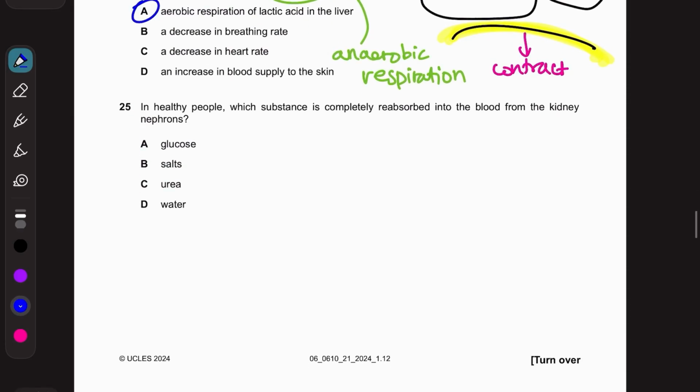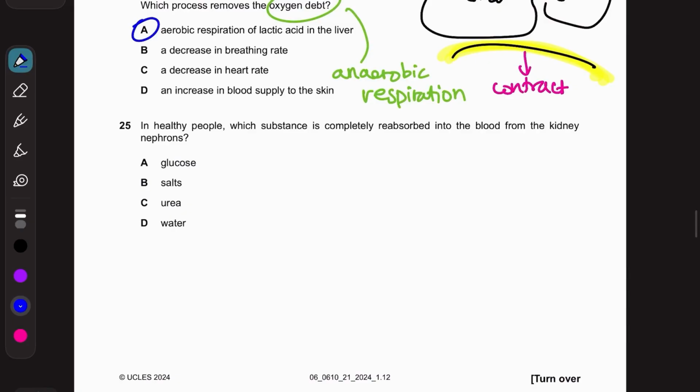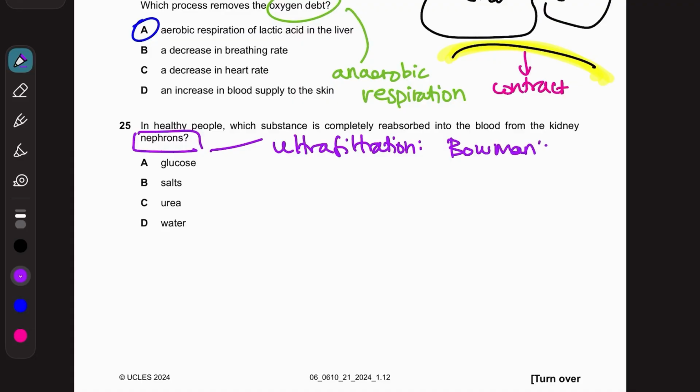And then finally, 25. In healthy people, which substance is completely reabsorbed into the blood from the kidney nephrons? Hope you guys still remember the nephrons, right? With the Bowman's capsule and the PCT and the DCT, the proximal and distal convoluted tubule. And really, when you think about the nephron, I hope you guys know two main things that it does, which is the ultrafiltration. Where is that taking place? Which exact location? At the Bowman's capsule, and also the glomerulus.